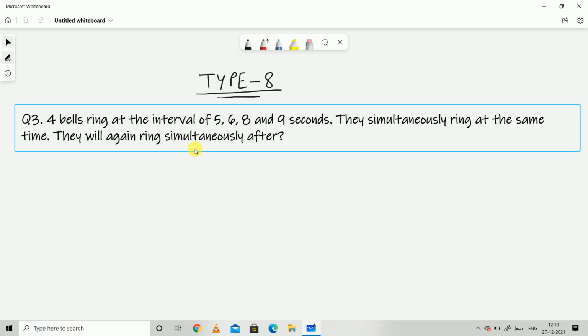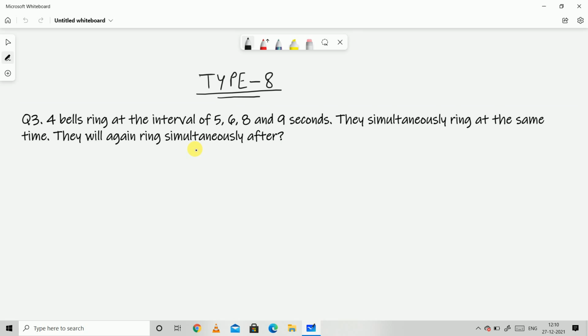As we practice further, you will see that there are questions where certain activities happen at certain intervals of time, and then they will ask you when it is going to happen again. So for that you need to just find out the LCM of the given numbers. So here we'll find out the LCM of 5, 6, 8 and 9.